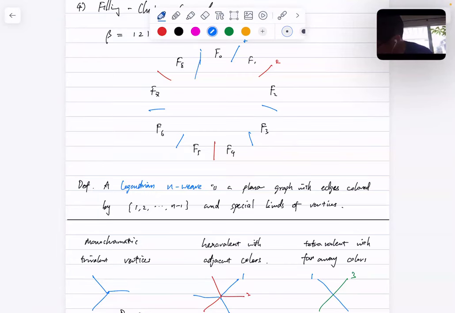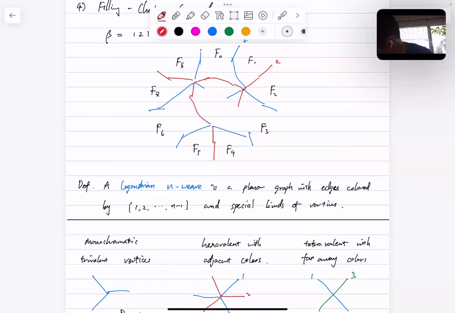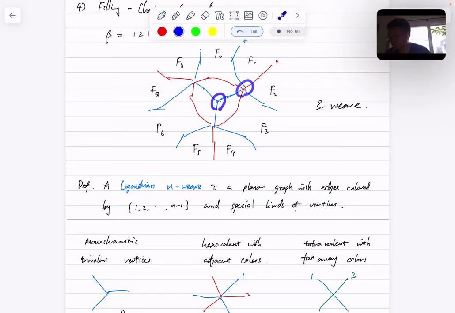I could do a hexavalent change here and a hexavalent change here. Right, and then I can join this, and then I can do another hexavalent change here. And join this, and then I have a trivalent vertex in the middle. Right? So, for example, this will be a Legendrian 3-weave. So you see that all the vertices are the types that we mentioned. Any question about this example?